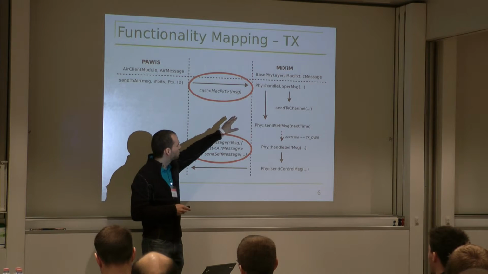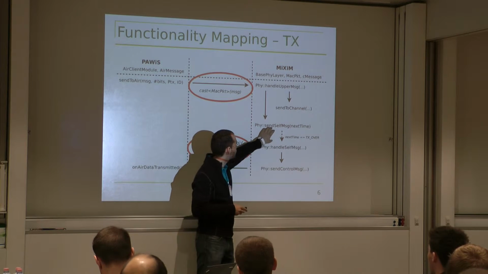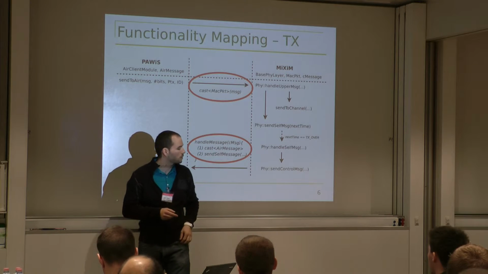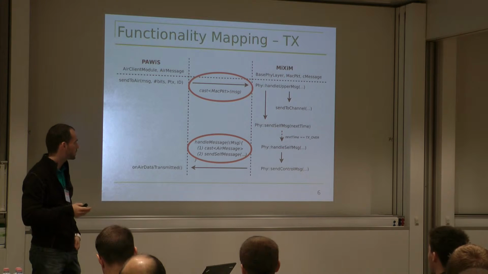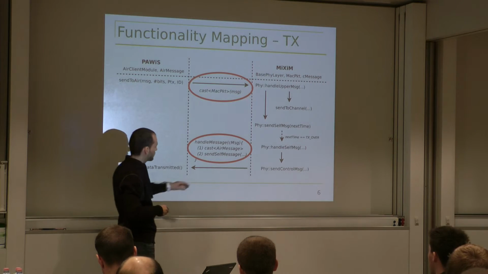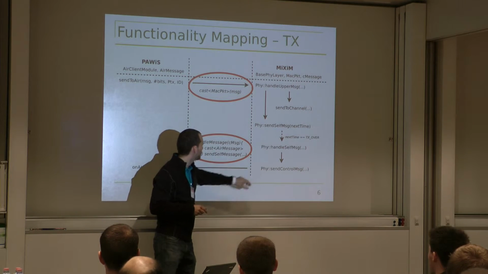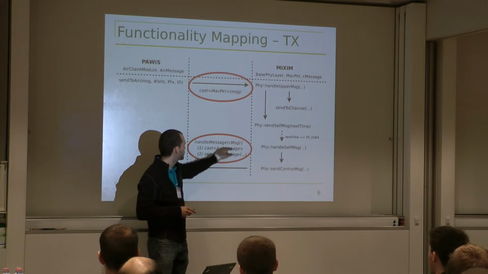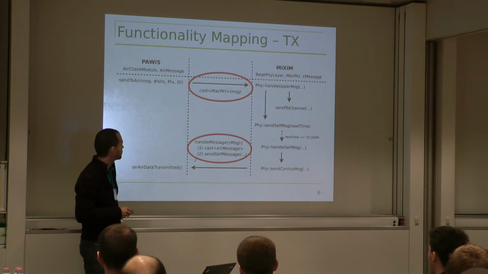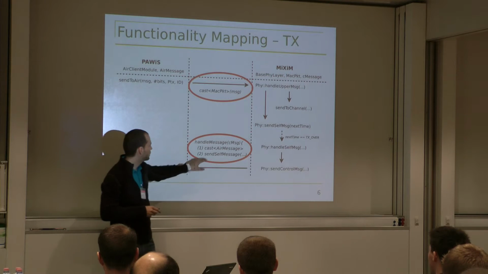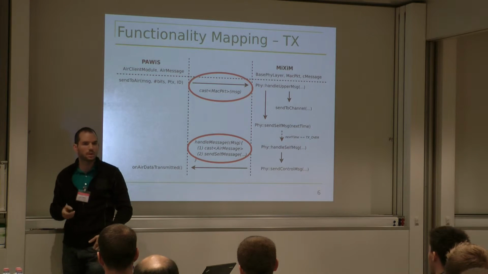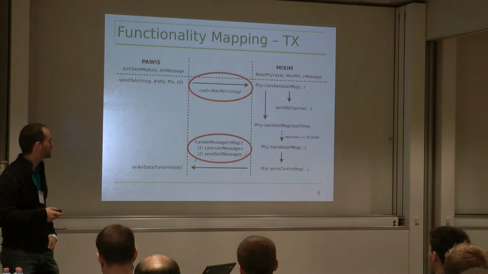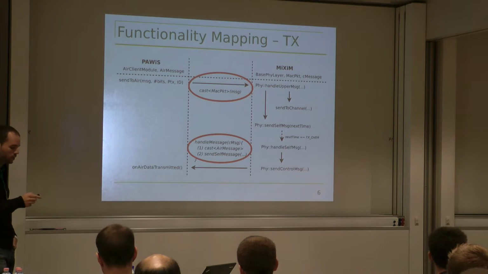Afterwards, the message is sent to the channel, and of course, a self-message is scheduled, which indicates the end of the transmission. And when the end of the transmission is reached, this message is handed back to the PAWiS framework, and also here is a cast to the air message, which is mandatory because it's needed in the PAWiS framework.